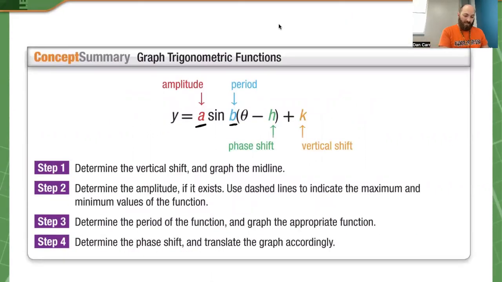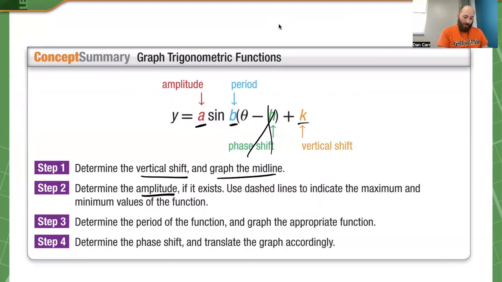We have already talked plenty of times about the period and amplitude related to the A and the B. We are not going to worry about phase shift, so don't worry about that for this video. Vertical shift is that K value, which we just did. So the biggest thing is determining the vertical shift, graphing the midline. Okay, so we understand that part.